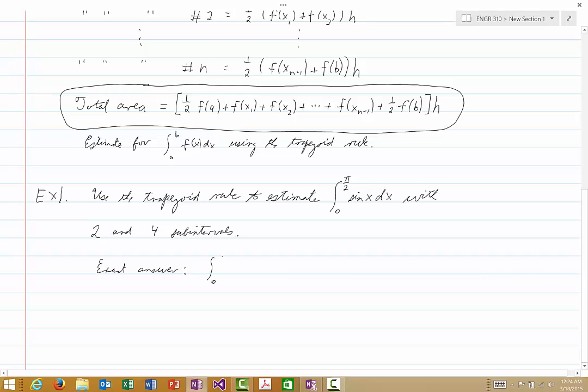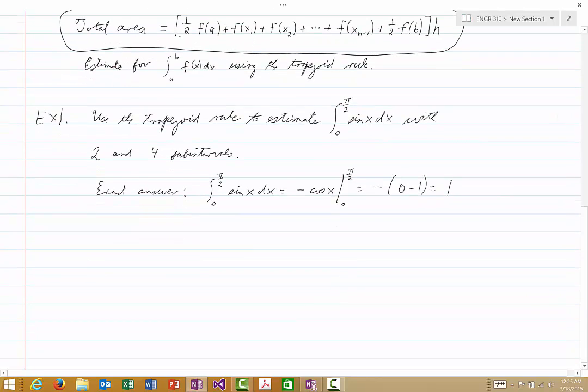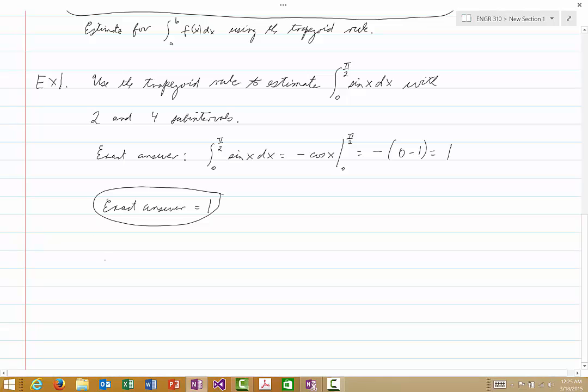Well, the integral from 0 to pi over 2 of sine x dx will be equal to minus cosine x evaluated from 0 to pi over 2, and this will be minus 0 minus 1, and so this will be positive 1. So our exact answer is equal to 1. And now let's calculate the estimate using 2 subintervals.